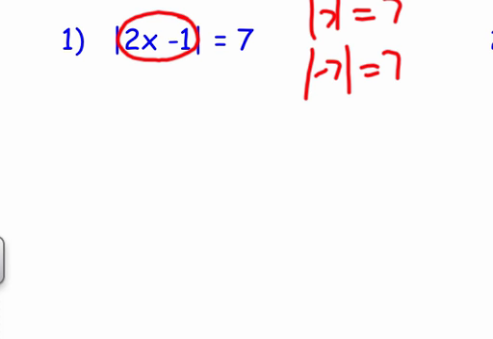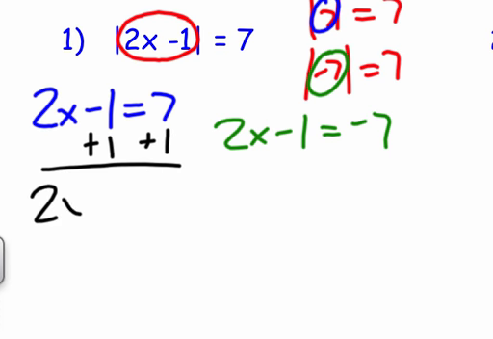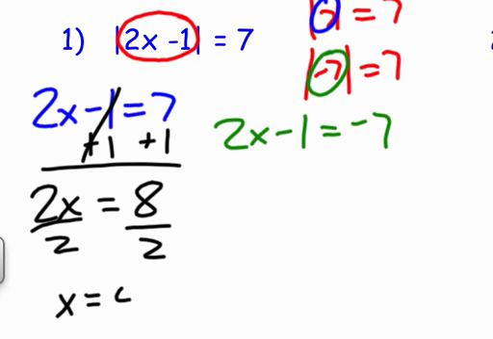So what I'm going to do is take what's inside there, that 2x minus 1, and set that equal to 7. And I'm also going to set it equal to negative 7. Because I want that whole thing inside of there to either be 7, like I just showed up here, or negative 7, because that'll make that equation true in both cases. And I just have two different equations to solve. So let's go to my left equation. I add 1 to both sides, and I'm left with 2x equals 8. So divide by 2, and x equals 4.